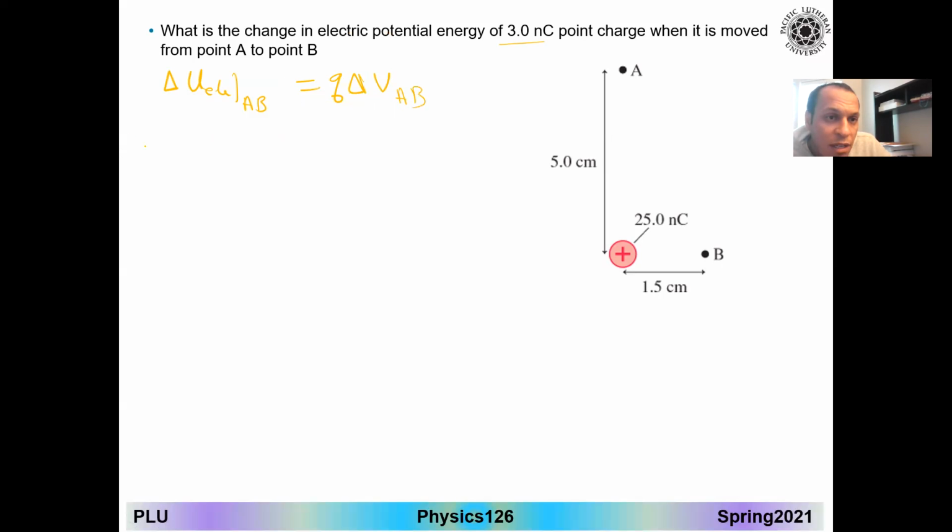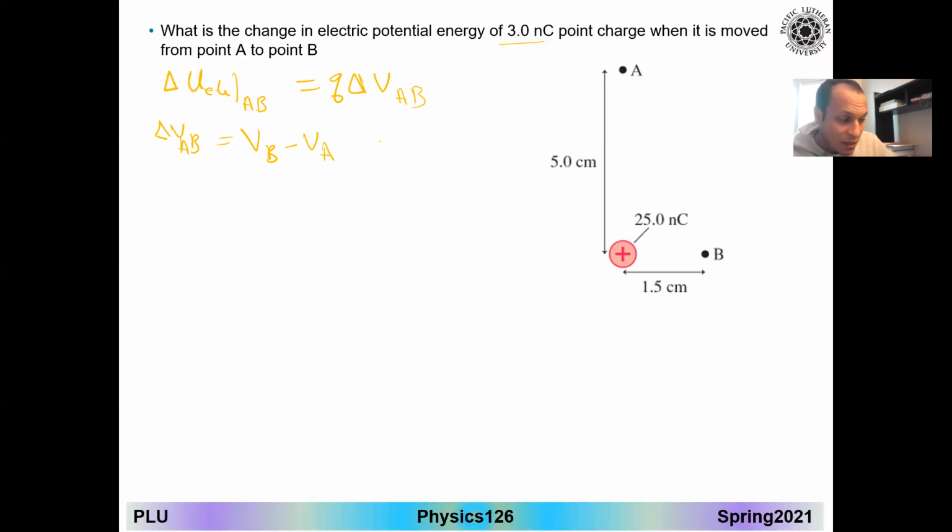Where delta V in that situation is the potential required to move the charge from point A to point B. So the final is point B, so it equals VB minus VA. I have a Q of 3 nanocoulomb, so I need to find delta V AB, which basically means I need to find VB and VA. That's what I want to identify.